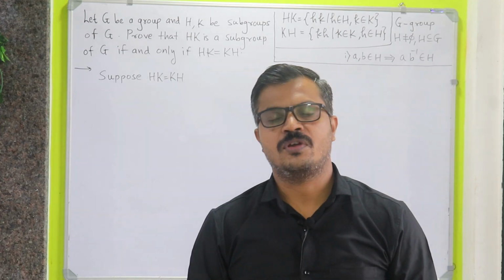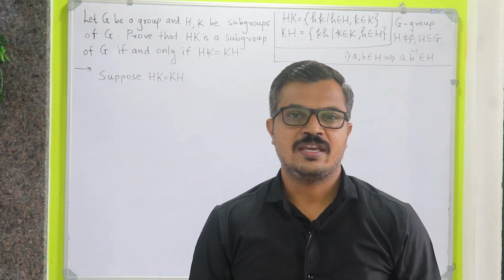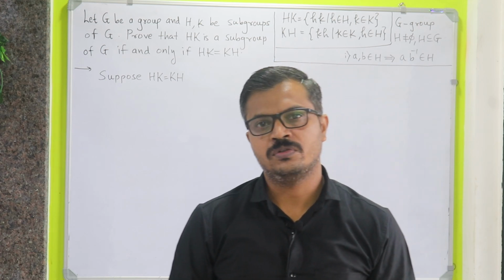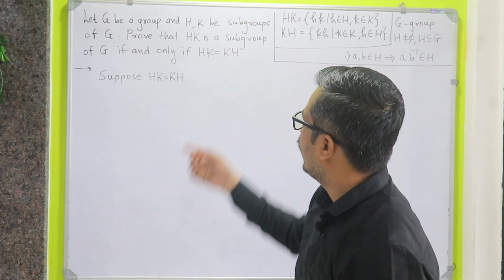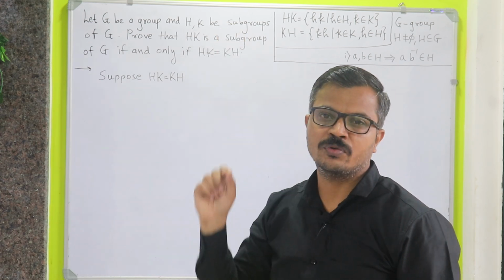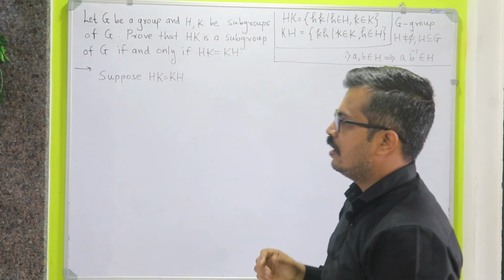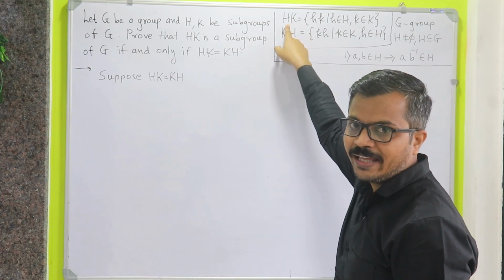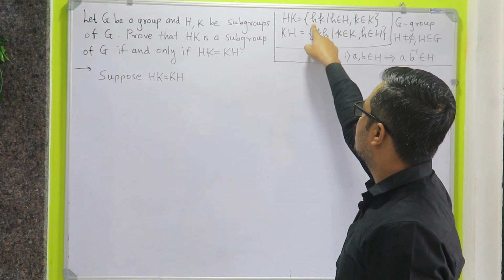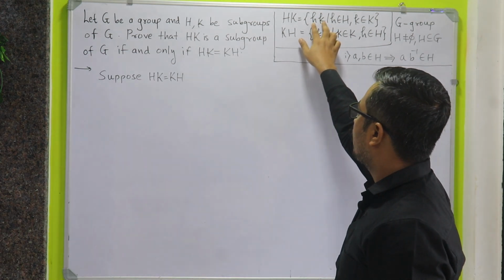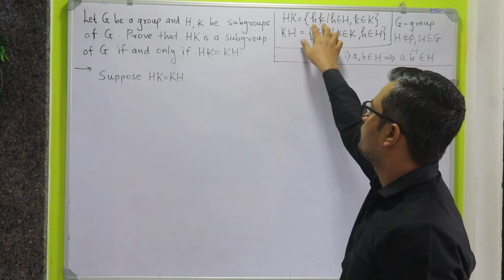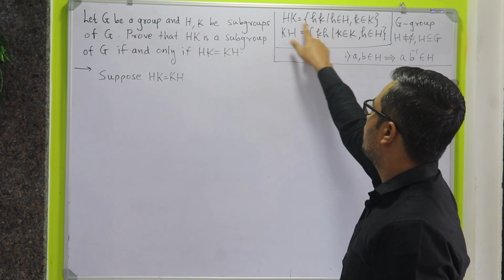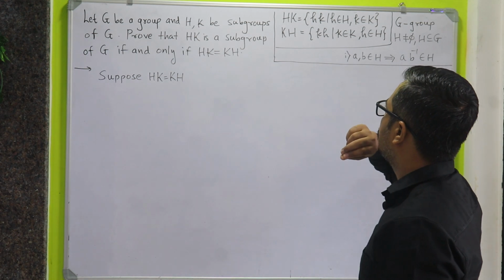In this class, we are going to prove that HK is a subgroup of G provided HK is equal to KH. Obviously, H and K are already subgroups of G. But let us recall what exactly HK sets look like. So HK is actually the collection of products of elements of H and K. That is, it is h multiplied by k, where this h is from H and k is from K.